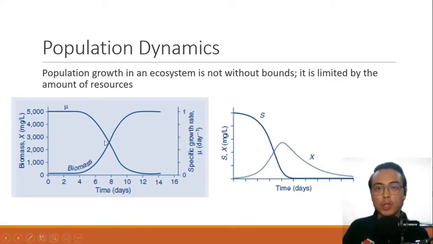This graph shows us the growth of biomass as well as the specific growth rate of a certain organism with respect to time. You see that the biomass curve follows the logistic model. This is what we have discussed in our previous lesson, but the specific growth rate follows the opposite curve.